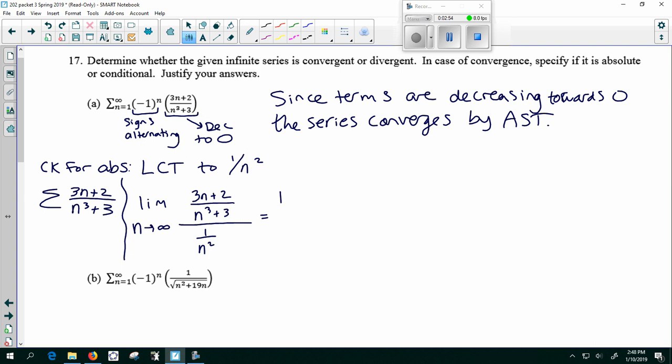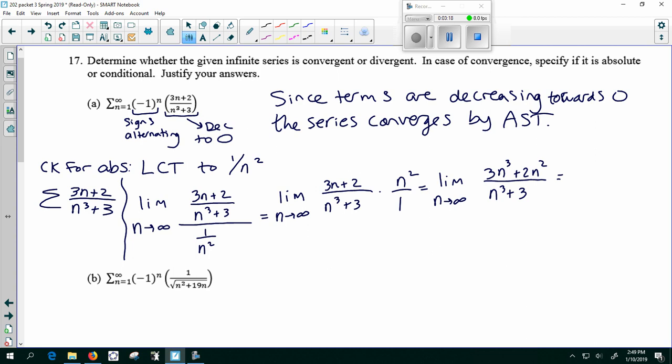So I just have to finish calculating this limit. I have 3n plus 2 over n cubed plus 3 times n squared over 1. So this is going to be 3n cubed plus 2n squared over n cubed plus 3. Now I have a rational expression here. The degree on the numerator is the same as the degree on the denominator, which means the limit as n goes to infinity is the ratio of leading coefficients, 3 over 1.